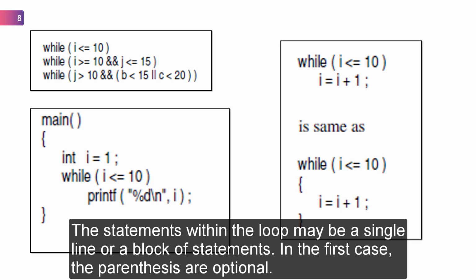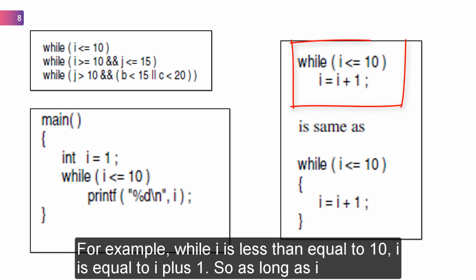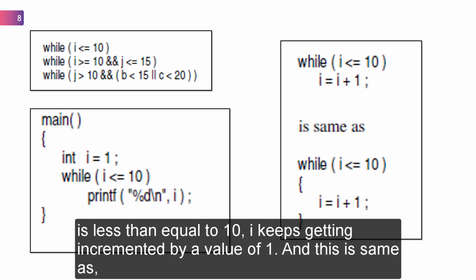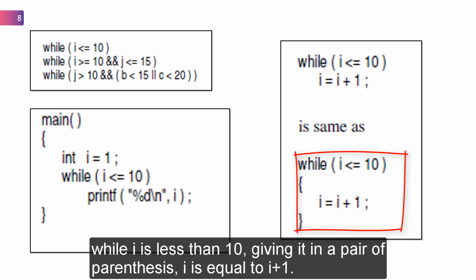The statements within the loop may be a single line or a block of statements. In the first case, the braces are optional. For example, while i is less than or equal to 10, i = i + 1. So as long as i is less than or equal to 10, i keeps getting incremented by a value of 1. And this is the same as while i is less than or equal to 10, giving it in a pair of braces, i = i + 1.